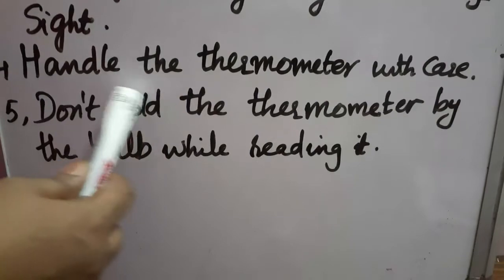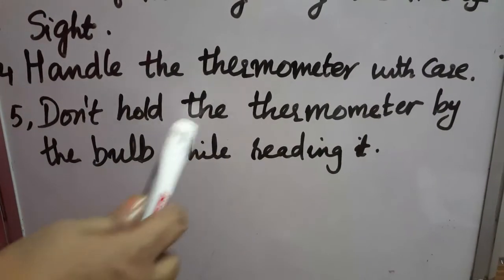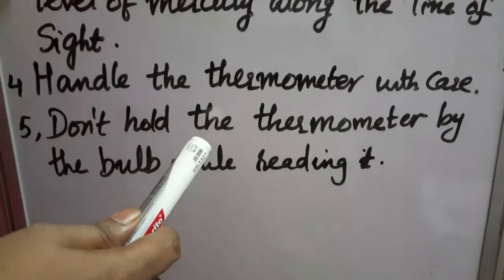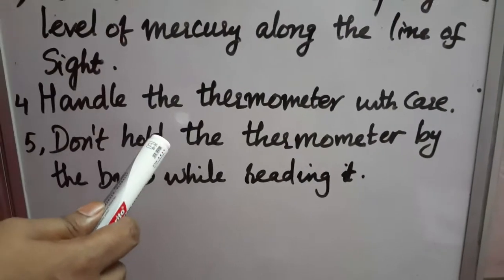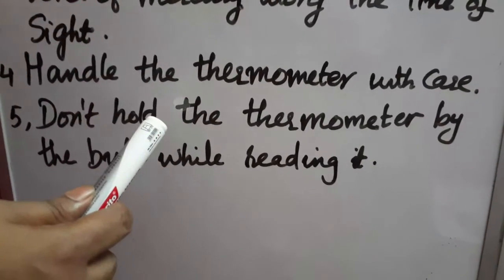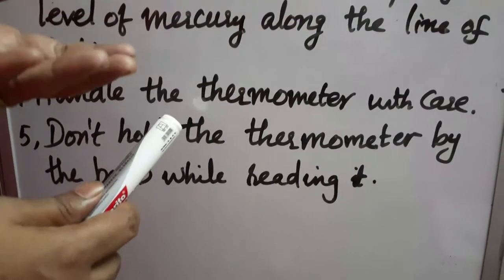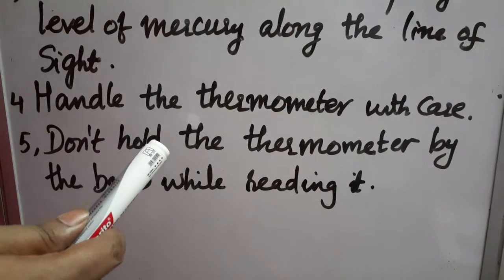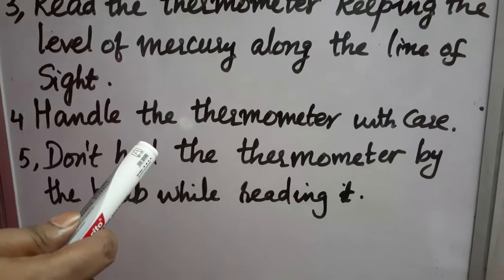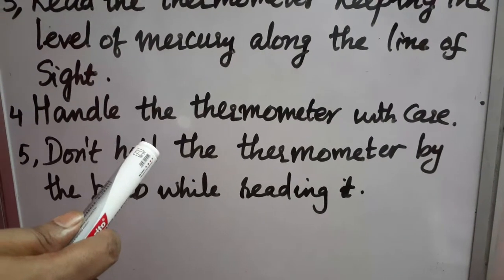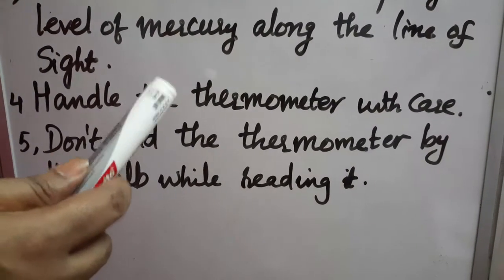Then don't hold the thermometer by the bulb while reading it. The silver colored bulb is below, so don't touch there while you are taking the measurement, while you are taking the temperature. Okay, so these are the precautions we have to keep in mind while using the thermometer. I hope this is clear to you.